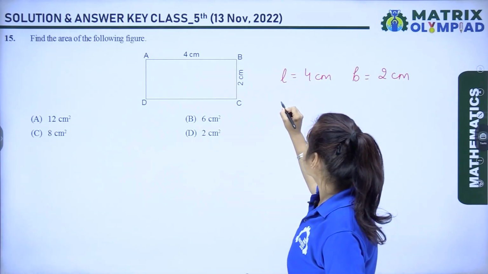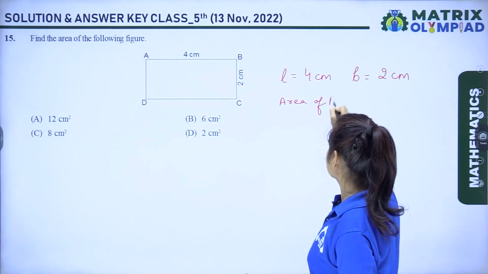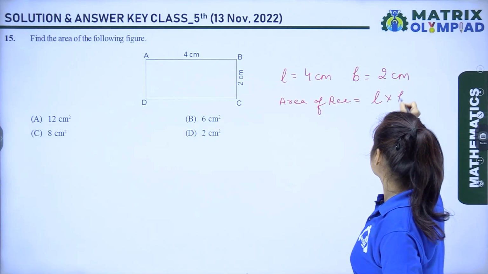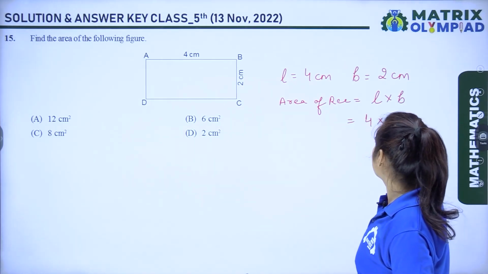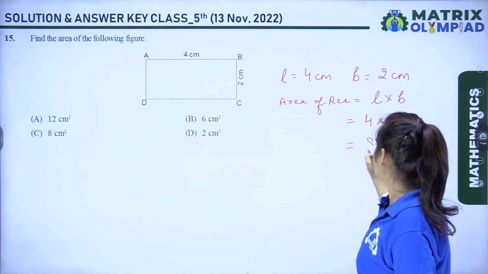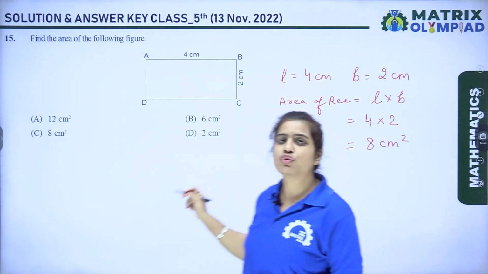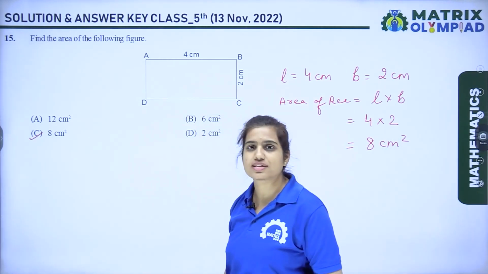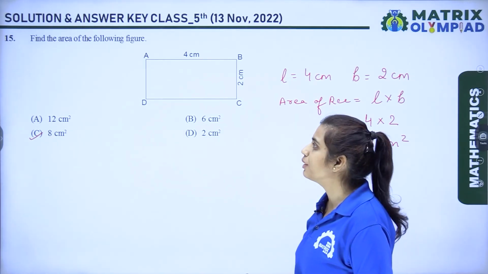So area of rectangle is equal to length multiplied by breadth. So let's multiply 4 by 2, that is equal to 8 centimeter square. So out of these 4 options, we can say that option C is the correct answer. Let's begin with the next question, that is question number 16.